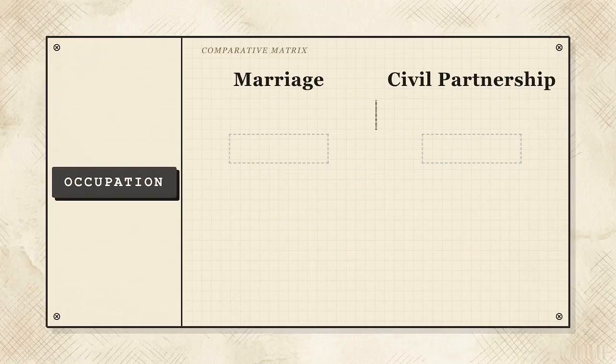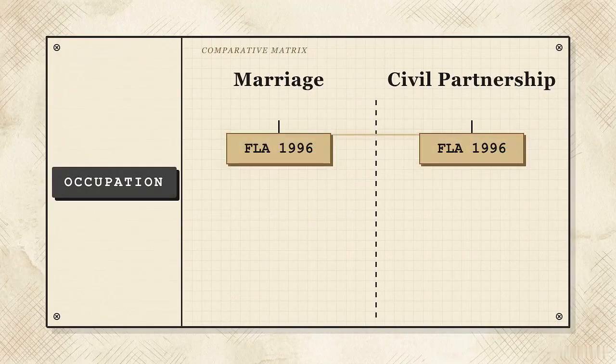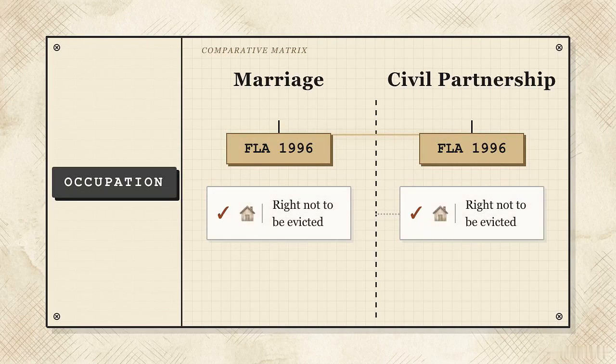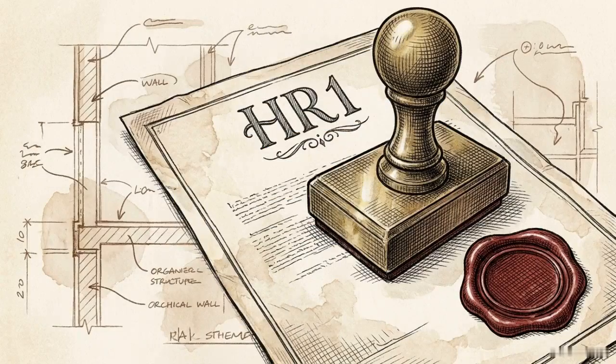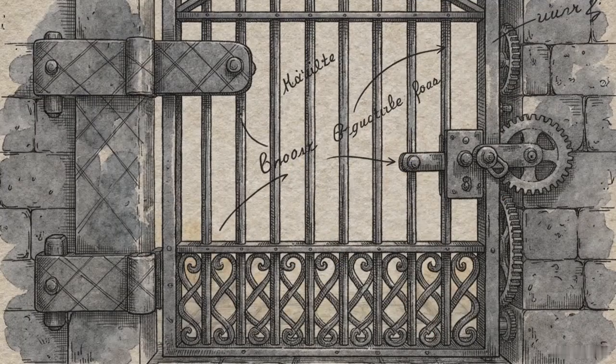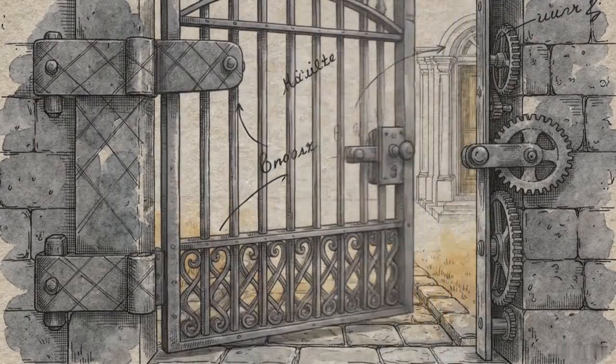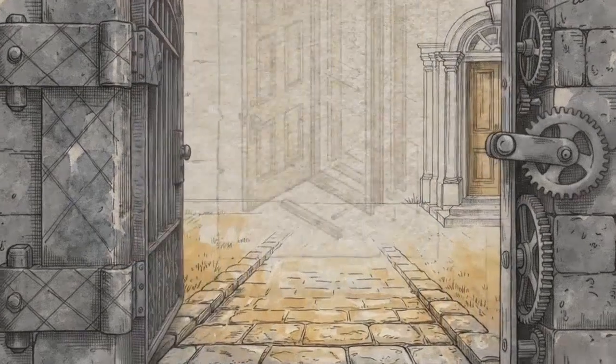In our matrix for occupation, the Family Law Act illuminates equally across both columns, applying the same protections to both relationship types. This grants a residing partner the right not to be evicted and grants non-residents the right to enter with court leave. To bind third parties, such as mortgage lenders, these rights must be registered with the Land Registry using Form HR 1. Once registered, these statutory home rights neutralize the threat of strict ownership evictions for both spouses and civil partners.